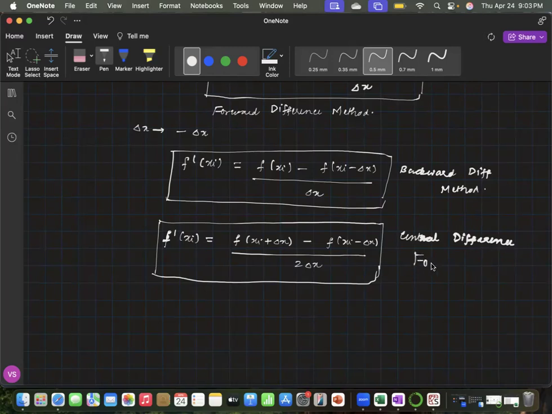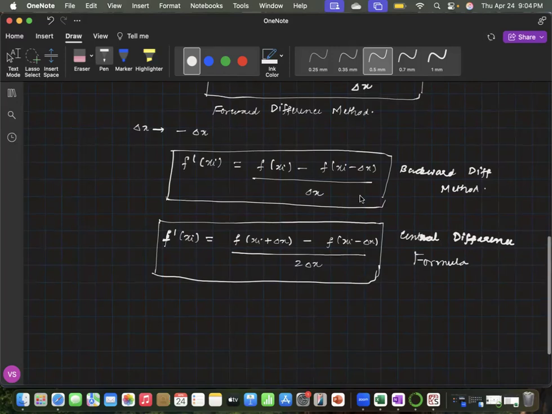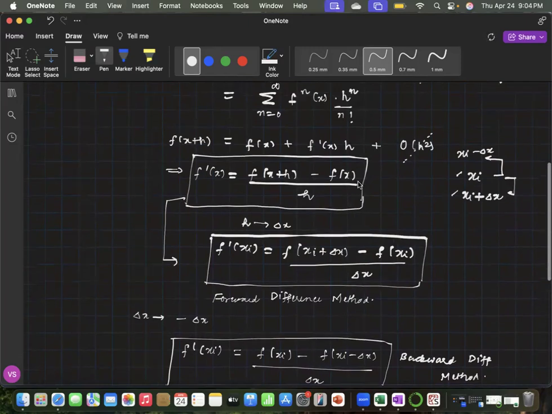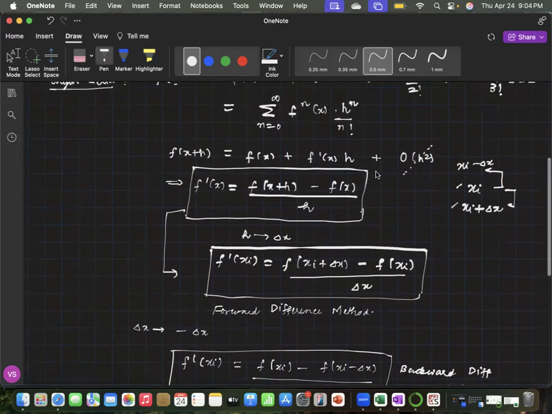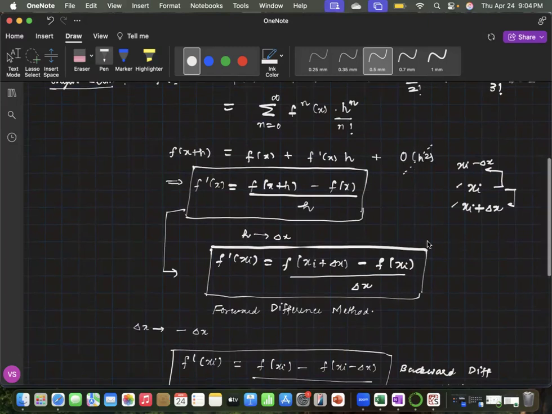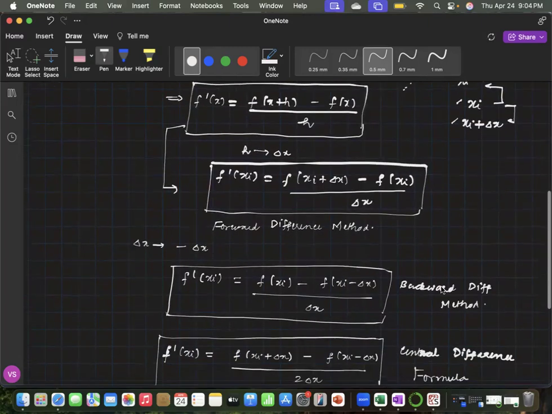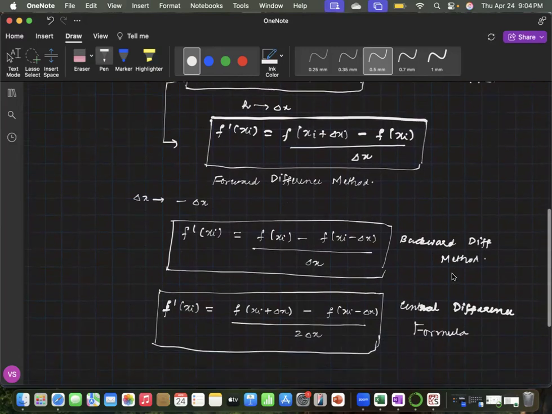Right. So this is known as the central difference method. And one thing that you will see over here is that when we performed this calculation, we neglected all the terms of order h squared. Similarly, in the backward difference method as well, we would neglect the terms of order h squared.